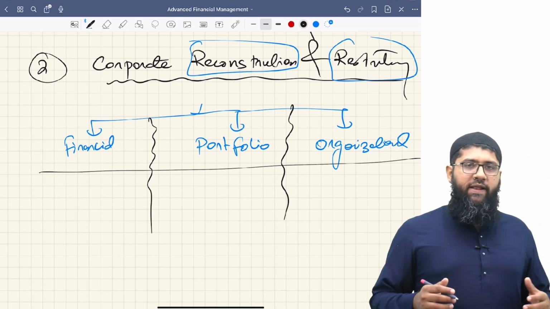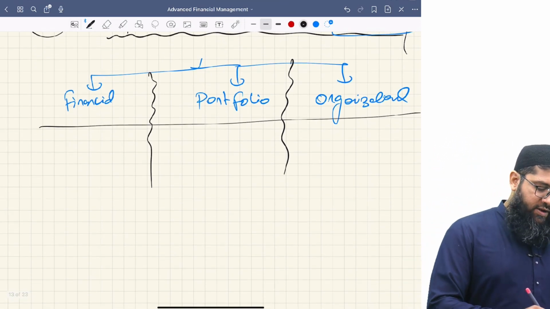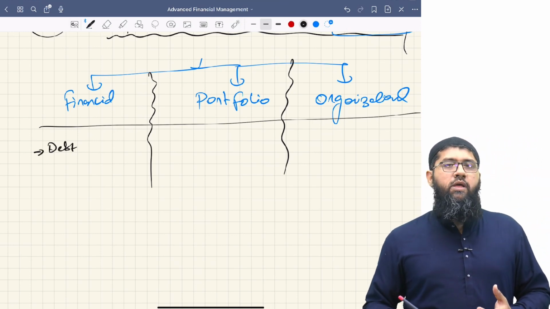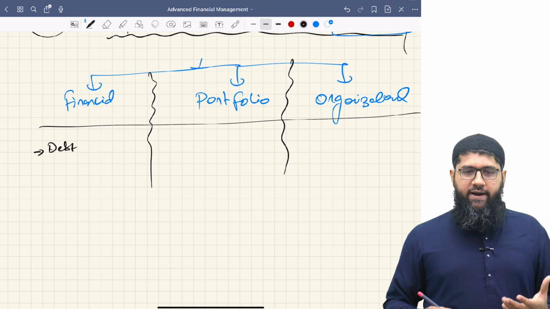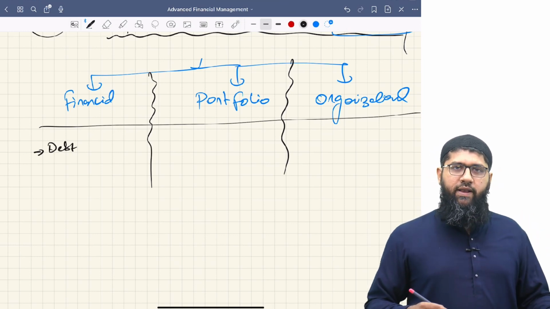Now, what do you mean by financial reconstruction? Let's try to understand. At times you have a higher level of debt in the organization. If you have a higher level of debt in the organization, you would probably want to get rid of that debt. And if you want to get rid of that, you would probably go for the restructuring of finance.